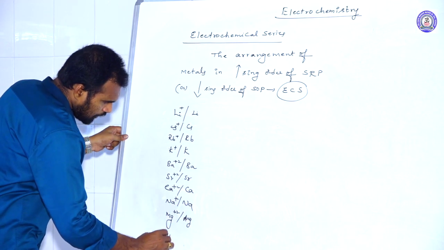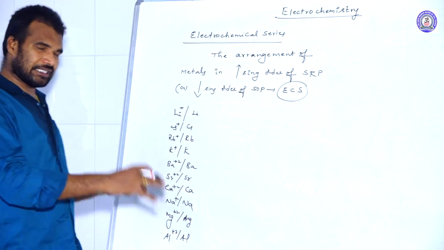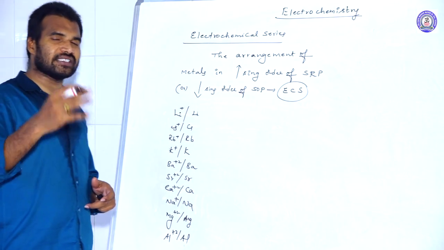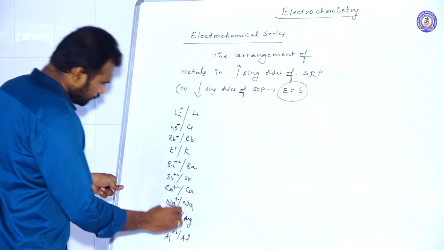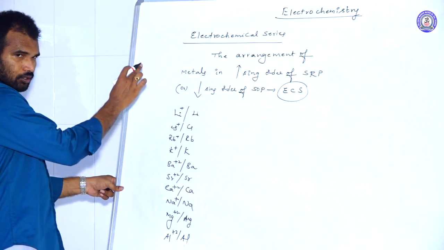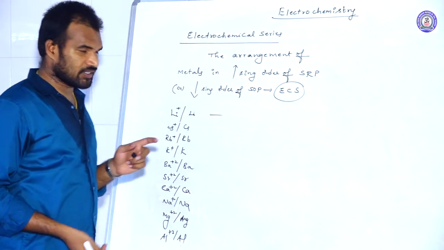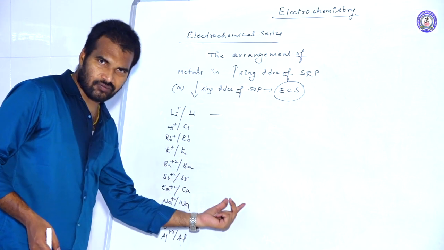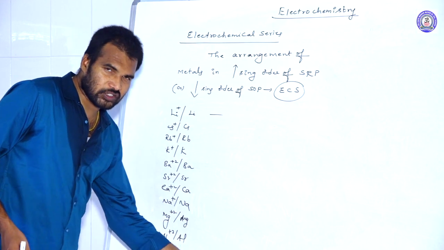Okay, then aluminium, zinc, iron, nickel, tin, lead. After that hydrogen, copper, mercury, silver, gold. So like this, these all are having negative values. Suppose if you take this one, it will be around minus 3.6, minus 3.4, minus 2.8, minus 2, minus 1.5, minus 0.8, 0, plus 1, plus 1.5, plus 2, like this.